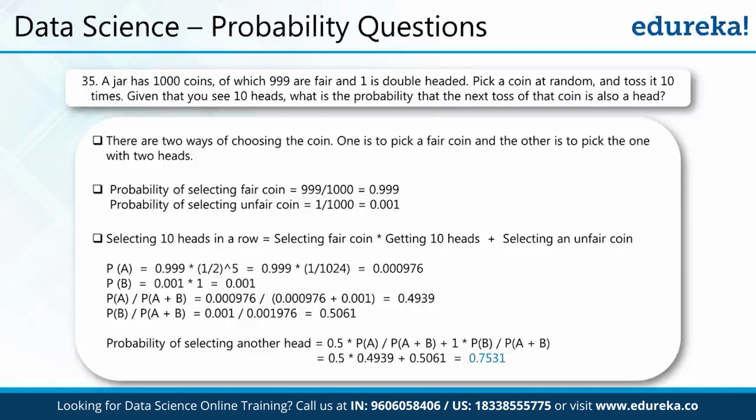So if you put this into one formulation, you will finally get the probability of getting another head as 0.75. That is slightly more than if you didn't have this one double-headed coin. If that coin had not been present, the probability would be a bit lower because all the coins would then be fair.